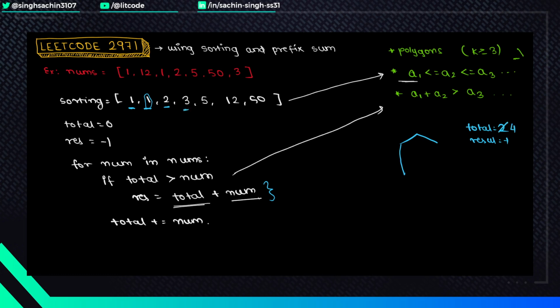Okay, next element. This seems possible. Why? Because 3 is greater than all these values, and 3 is smaller than 4, right? So this forms a polygon. And now our total will be 7, that is 4 plus 3, and we'll keep on checking the same condition with the leftover elements as well. So let's check out the code for the same.